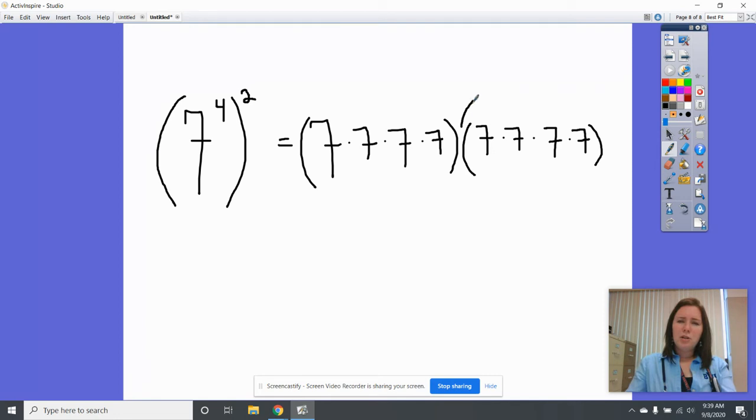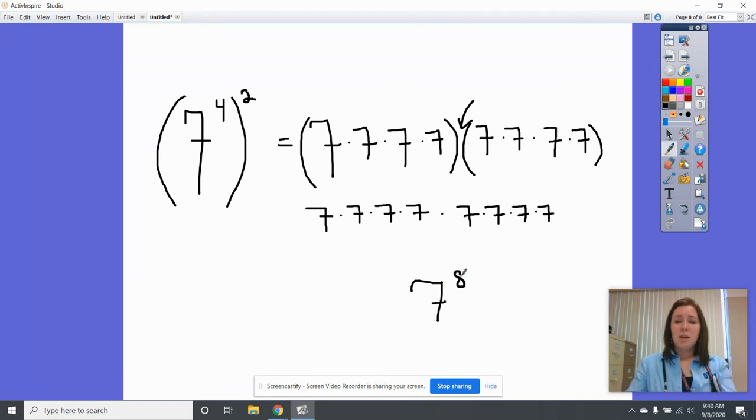Now, what invisible operation is going on right here? It's just multiply. So we don't actually need the parentheses because it's just multiplication all the way across. So I have 1, 2, 3, 4 for my first set of 4, then times, here's my second set of 4. 1, 2, 3, 4. Now if I have to simplify this to a single exponent, I can just count. 1, 2, 3, 4, 5, 6, 7, 8. So I have 7 to the power of 8. That's the long version of how to do this.